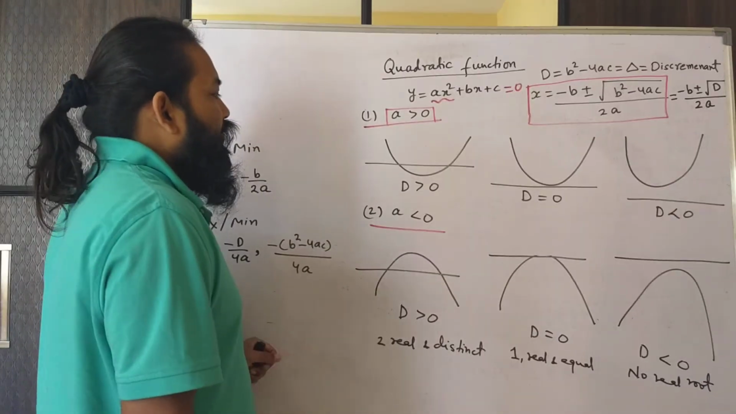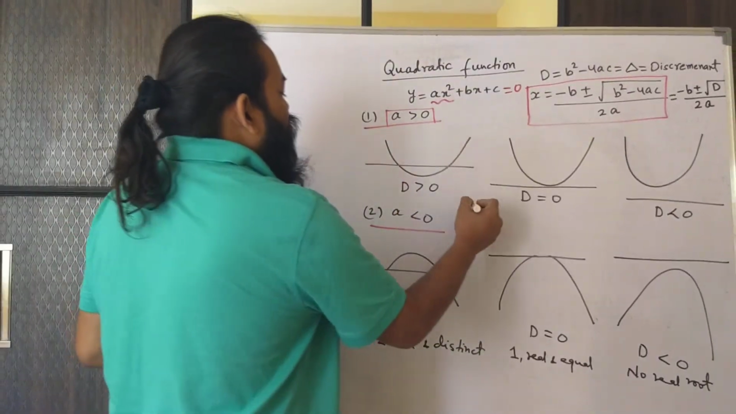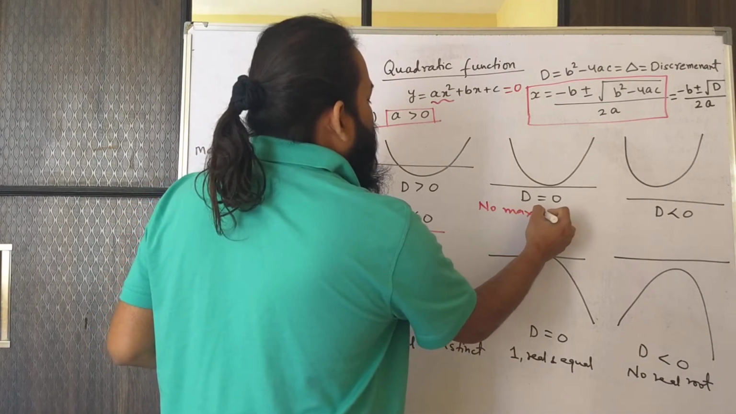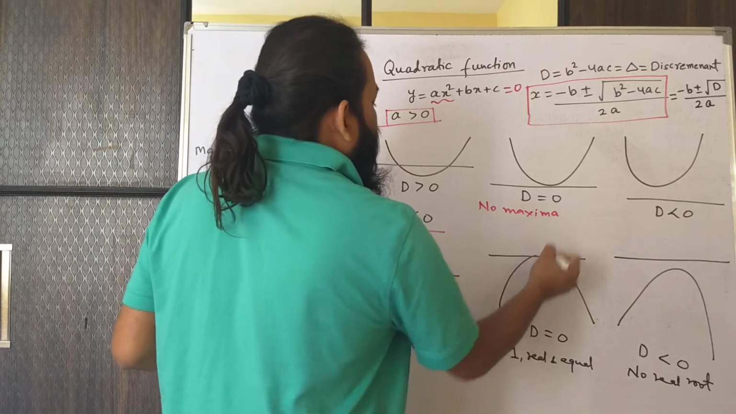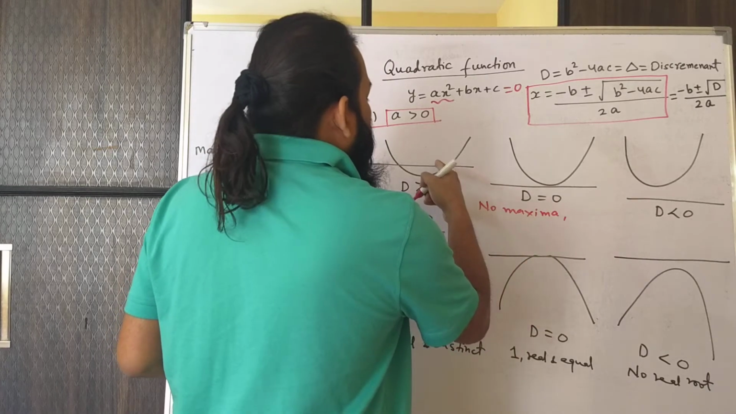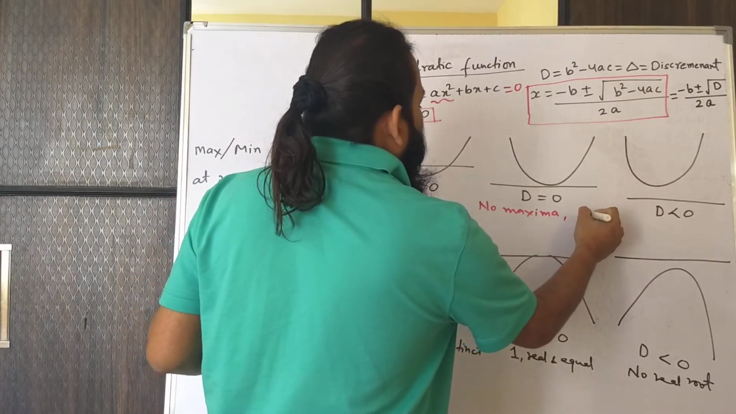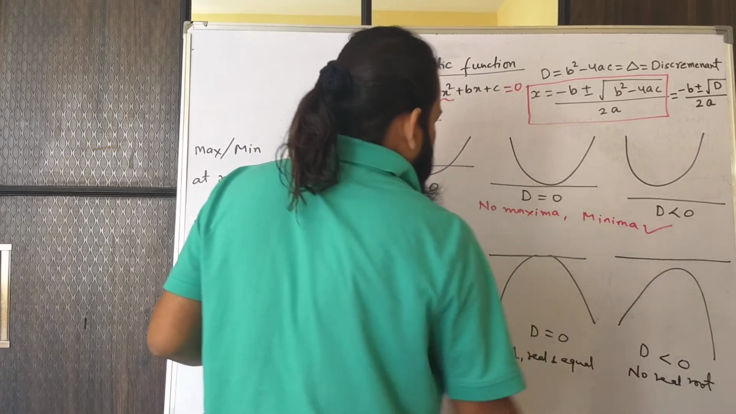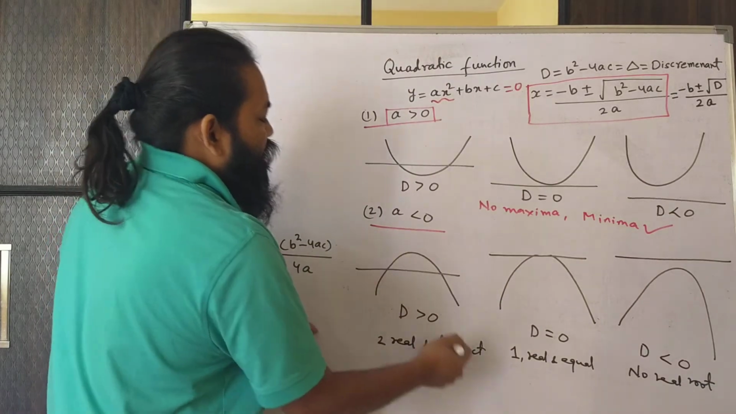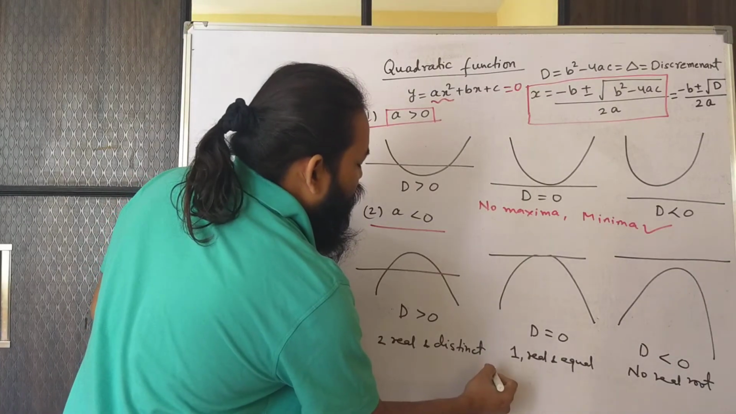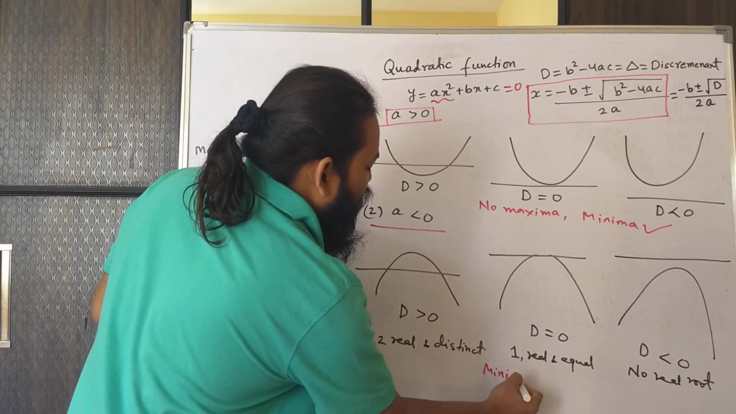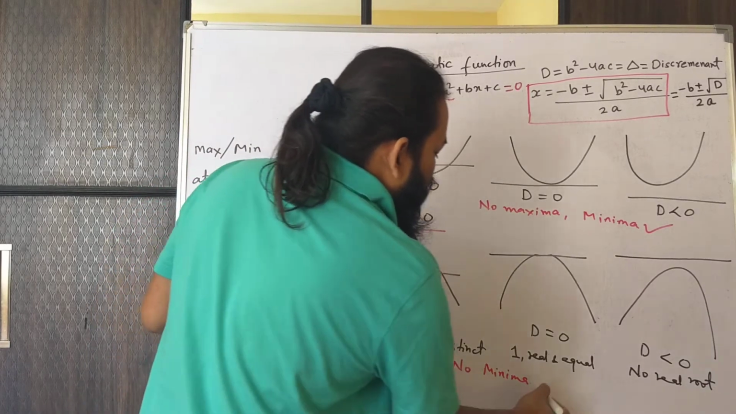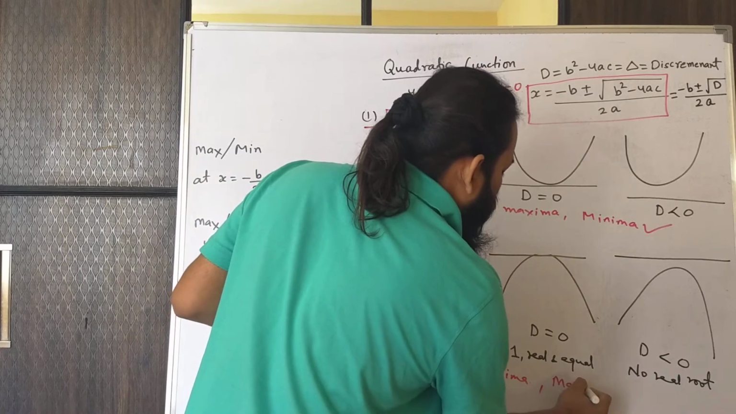So what you understand is, whenever a is positive, there is no maxima, because maxima is like approaching infinity. So you can't say anything about maxima. They will only ask you questions on minima. And whenever a is negative, then minima doesn't make sense, because minima approaches minus infinity, and in this case they will ask you questions on maxima.